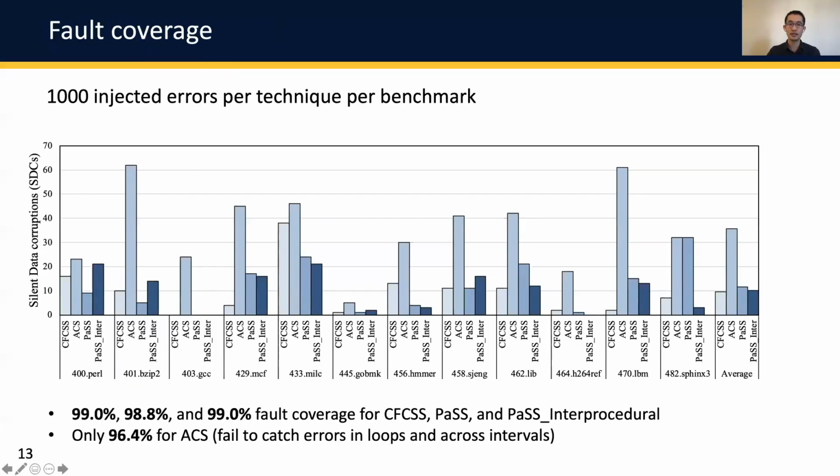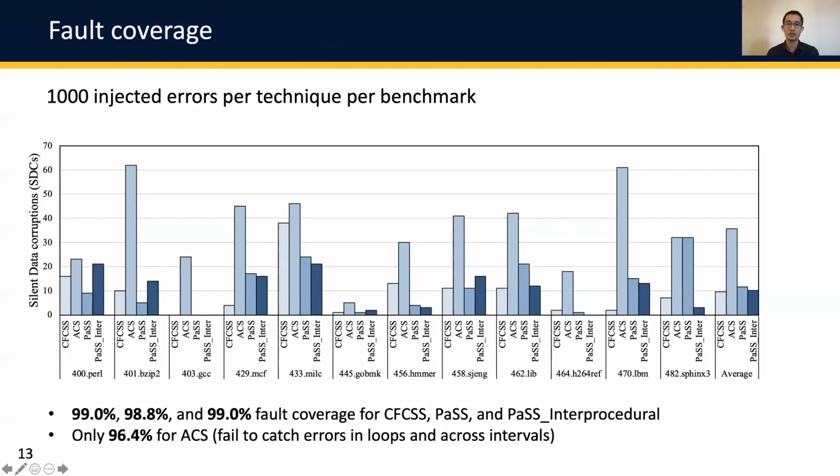First, we measure the fault coverage capability for each technique. We inject 1,000 errors per benchmark per technique, and the result is summarized in this chart. Like previous studies, we define the fault coverage of a technique to be the percentage of faults that do not result in silent data corruptions, or SDCs in short. From the result, both CFCSS and PASS achieve around 99% coverage, but ACS only has 96.4% coverage.